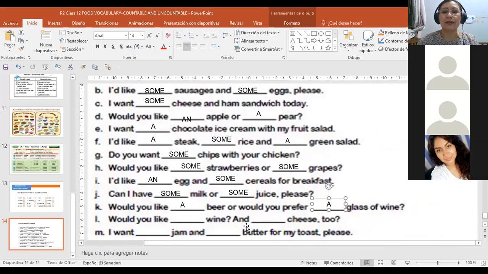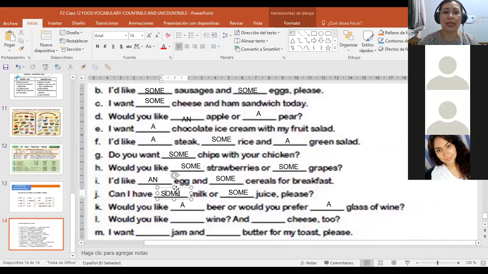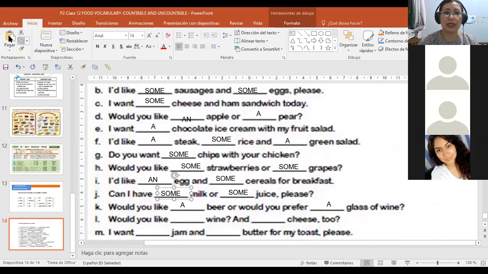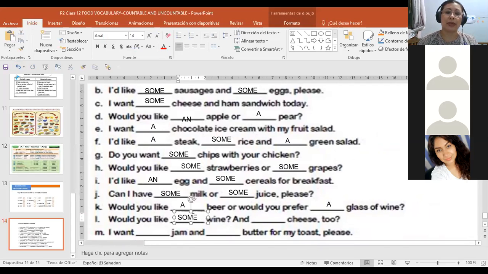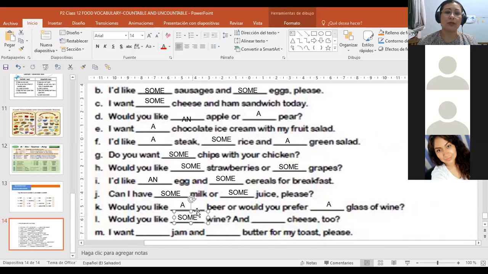Would you like some wine? Ahí no lo estamos midiendo, ¿verdad? Entonces decimos some. Algo de vino. And some cheese. Cheese, en verdad no lo estamos midiendo. Es un uncountable, entonces decimos some.